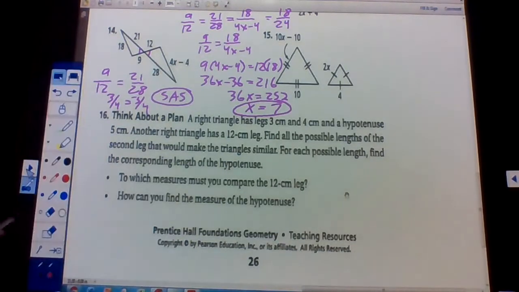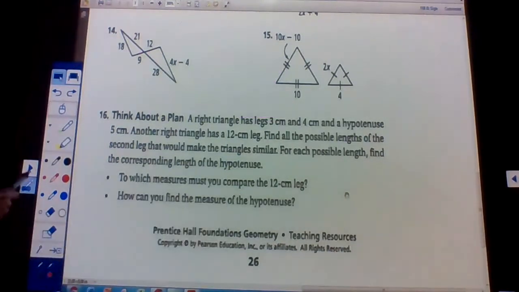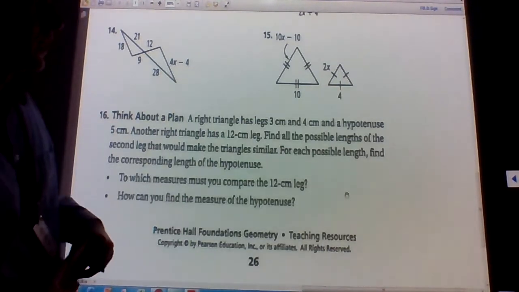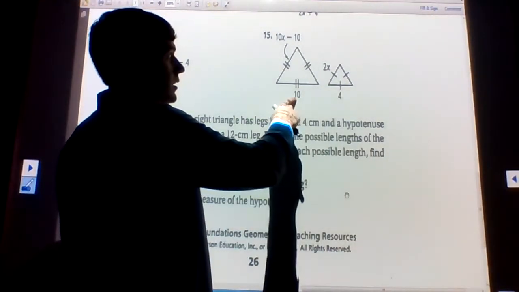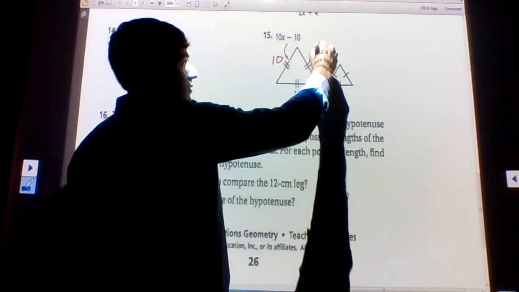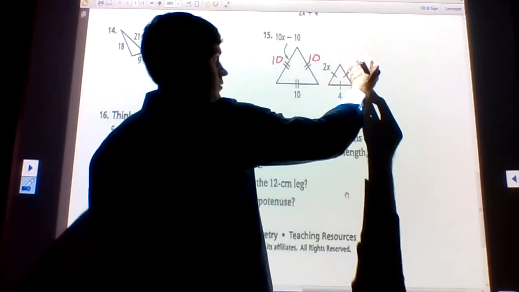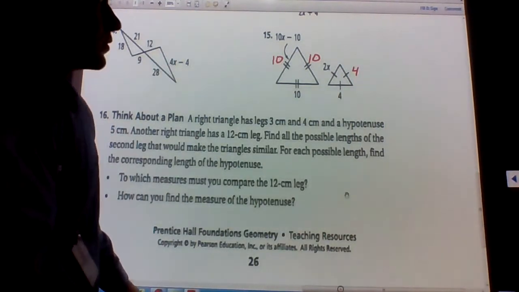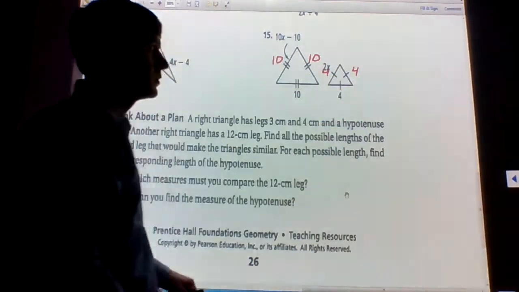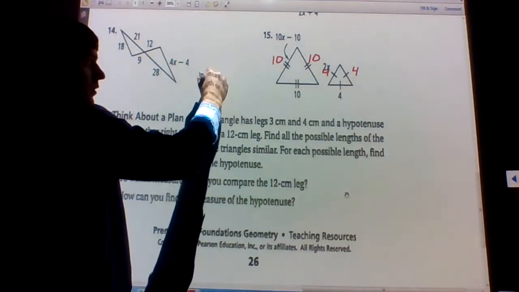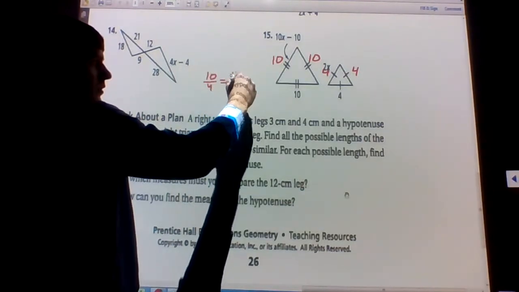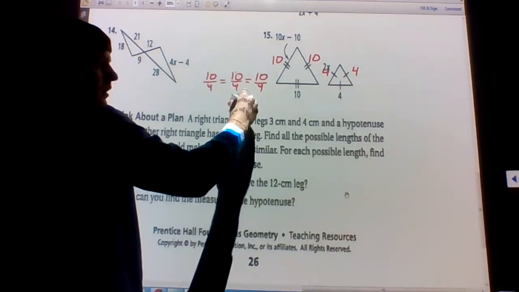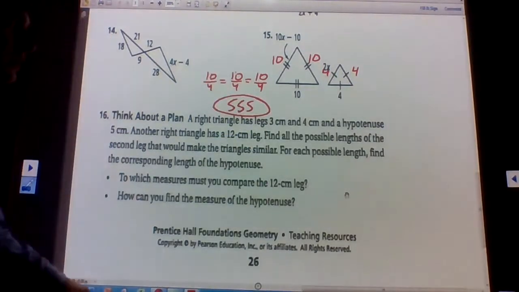Right, that's 14. Okay, 15. It's telling us this side is 10. So that means these sides are also 10, and then these 2x are also going to be 4. So we really can ignore the x here, right? All the sides are 4 there, all are 10 there, so we have 10 over 4, 10 over 4, and 10 over 4. So we have 3 pairs of corresponding sides with equal ratios. So we have 3 proportional sides, so we have side, side, side.